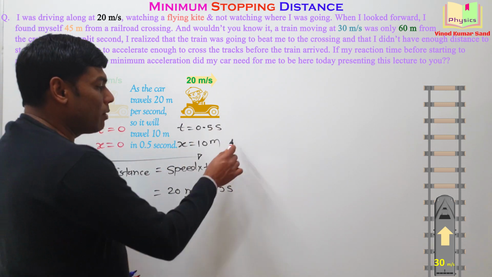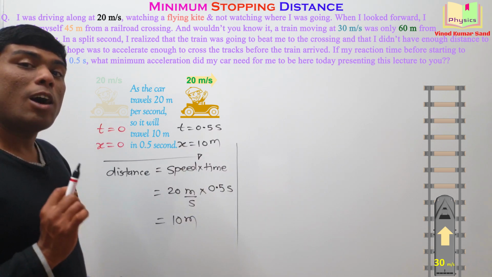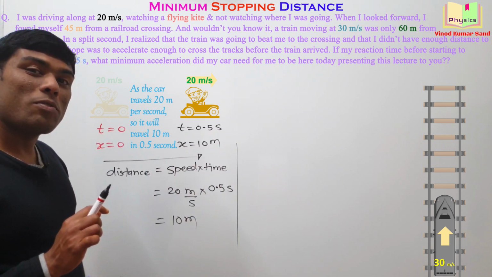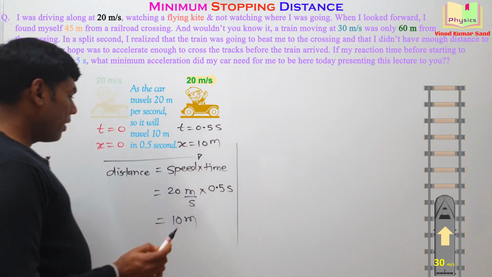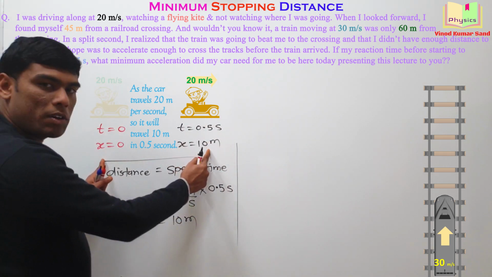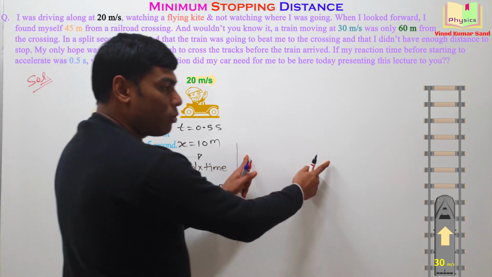The remaining time available is 1.5 second. And in 1.5 second, how much distance do I have to travel? Total distance up to the crossing was 45 meter. Out of 45 meter, I have traveled here 10 meter. So the available distance is 35 meter for this interval.